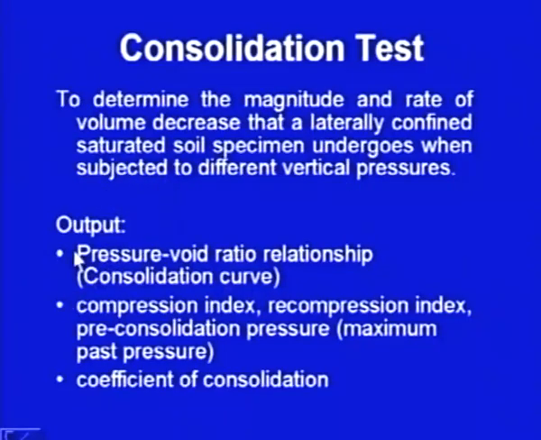The output of this consolidation test is the pressure-void ratio relationship, sometimes called the consolidation curve. Then you will also get some other indices: compression index, recompression index, pre-consolidation pressure. Pre-consolidation pressure means the maximum past pressure. You know, in the geological history there are changes in the loading, and in the past the soil mass might have been subjected to a pressure greater than the existing present pressure. So, you can find out the pre-consolidation pressure, and also the coefficient of consolidation.